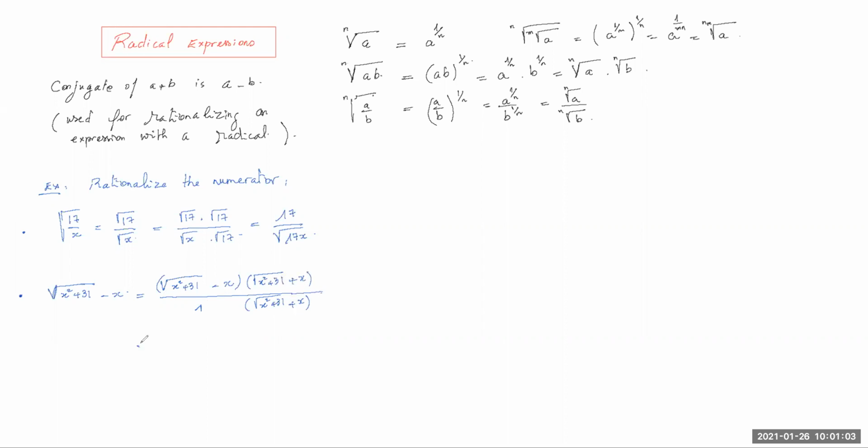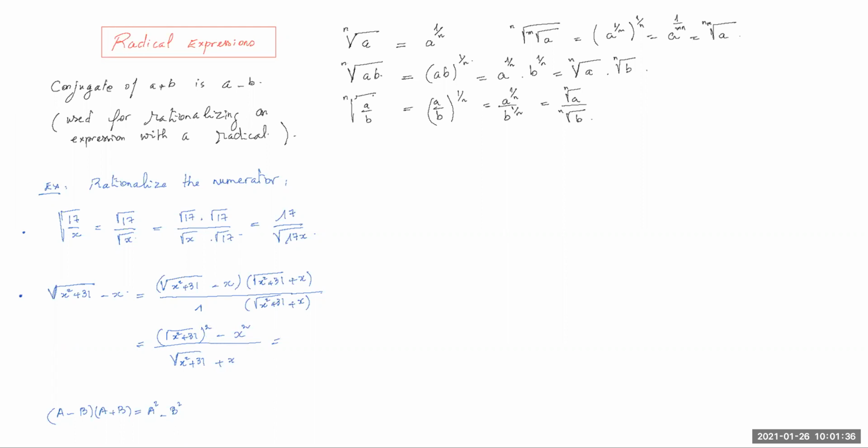We will use the identity, remember, a minus b times a plus b gives a² minus b². Okay, so this is what we will use. So we'll get the square root of x² plus 31, squared, minus x², over the same denominator as before, exactly the same here.